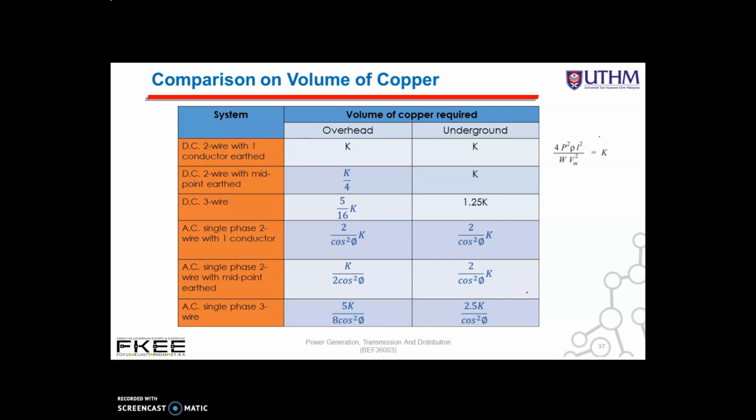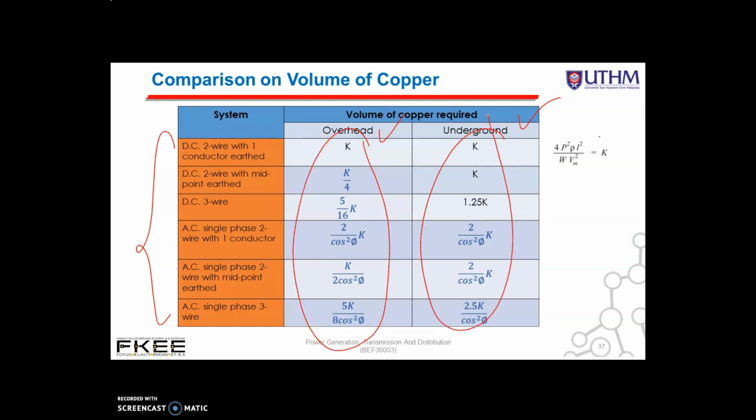So this is the table of the comparison on volume of copper. You can see here all the transmission systems. We have DC 2 wire with one conductor earthed, DC 2 wire with midpoint earth, DC 3 wire, AC single phase 2 wire with one conductor earthed, AC single phase 2 wire with midpoint earth, and also AC single phase 3 wire. So this is the formulation for the volume of copper required for the overhead and also underground system. You can use the formulation directly, or you can derive it from the first until you get the equation for the volume of copper required.